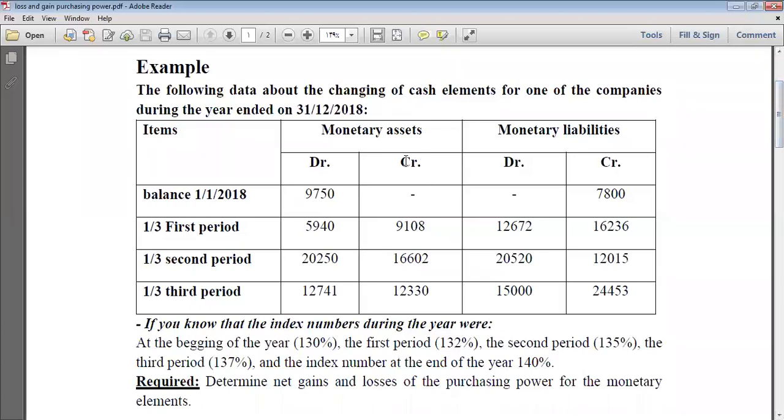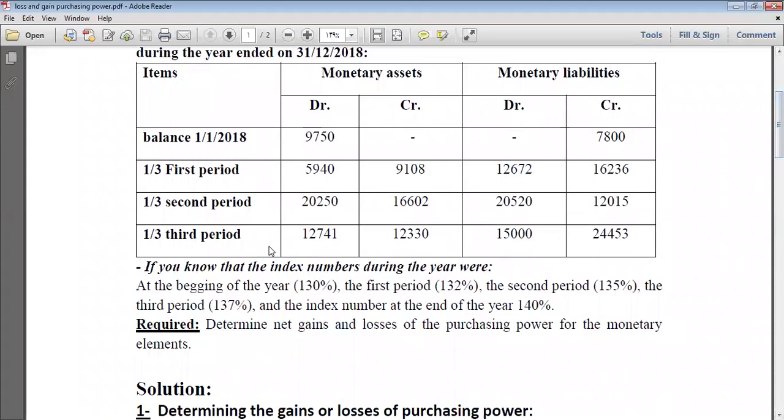تديني هنا المانداتري assets، اديني الديبت والكريدت للمانداتري assets، والمانداتري liabilities الديبت والكريدت for mandatory liabilities. قايل لي تحت if you know that the index numbers during the year were at the beginning of the year 130, the first period 132, the second period 135, the third period 137, and the index number at the end of the year 140. Determine net gains and loss of the purchasing power for the mandatory index.